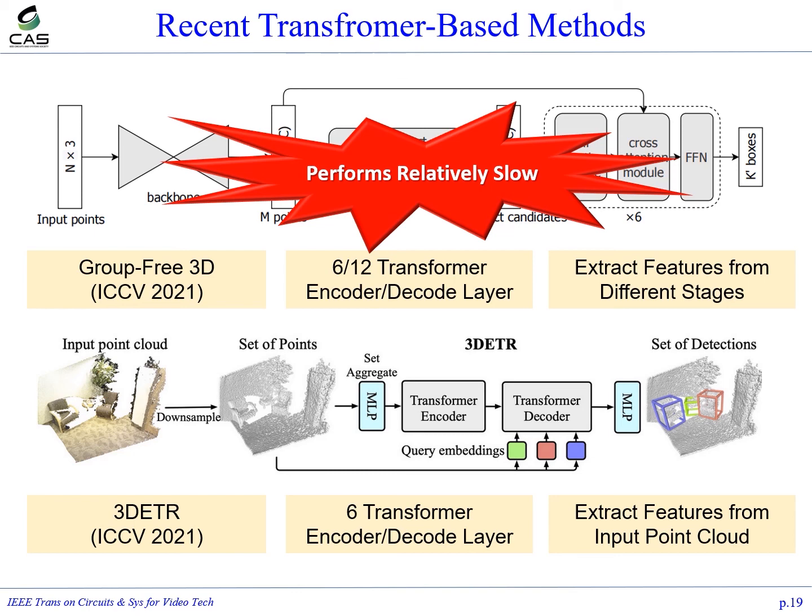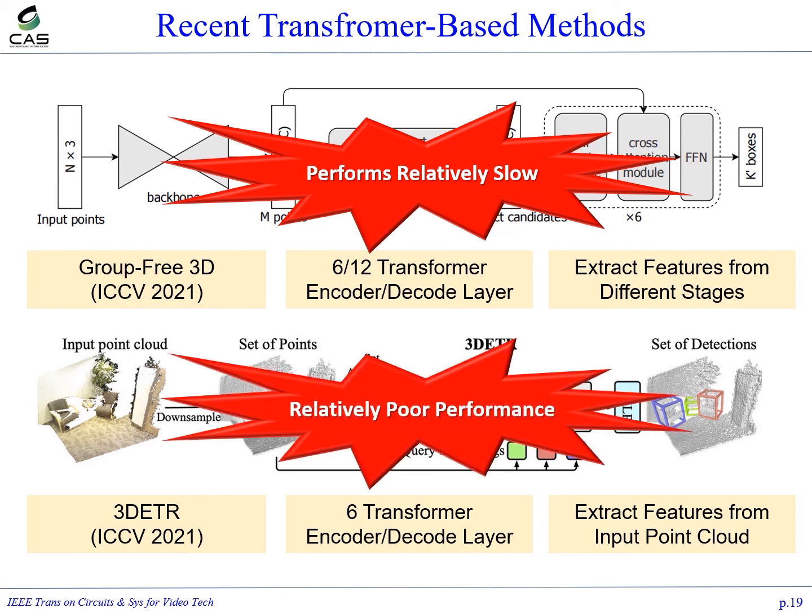The 3DETR method proposed an end-to-end transformer-based object detection model for 3D point clouds, which does not rely on 3D backbones such as PointNet++ and uses few 3D-specific operators. However, their method achieves relatively poor performance.